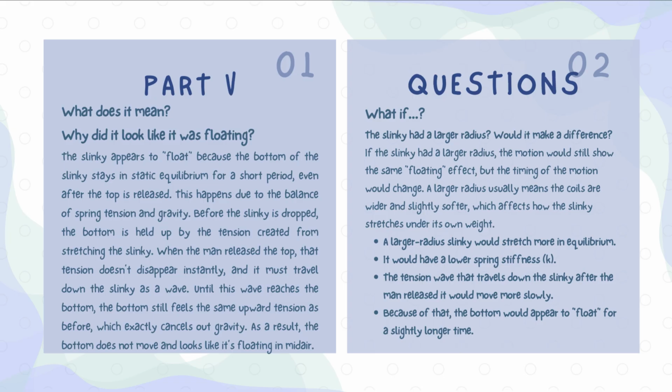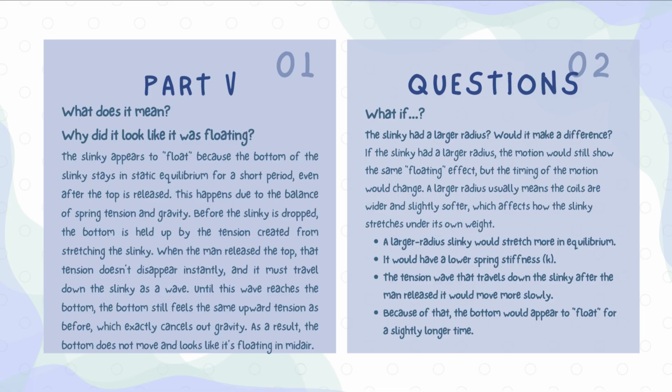When the man released the top, the tension didn't disappear instantly, and it must have traveled down the slinky as a wave until this wave reached the bottom. The bottom still feels the same upward tension as before, which exactly cancels out gravity. As a result, the bottom does not move, and it looks like it's floating in midair.